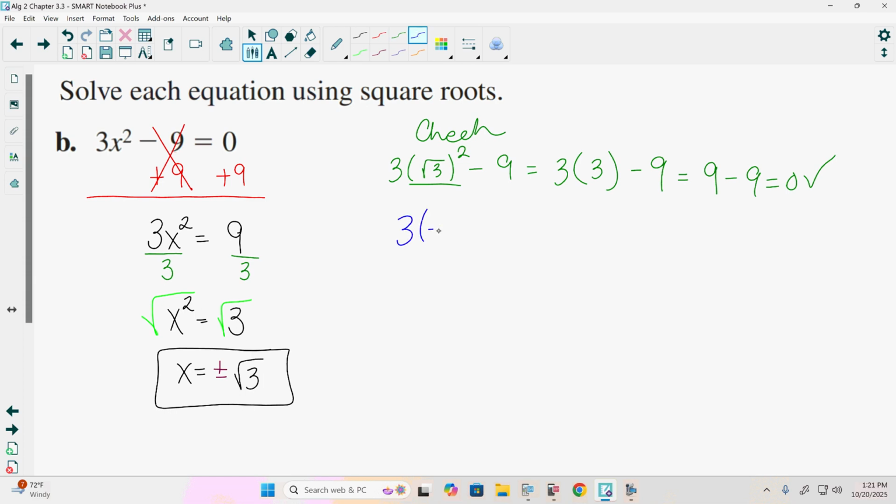If we did this with the negative square root of 3, well, our negative square root of 3 squared. Well, the negative times itself is going to be positive, and the square root of 3 times the square root of 3 is still 3. Then we'd have our 3 times 3. 3 times 3 is 9, and 9 minus 9 is indeed 0.